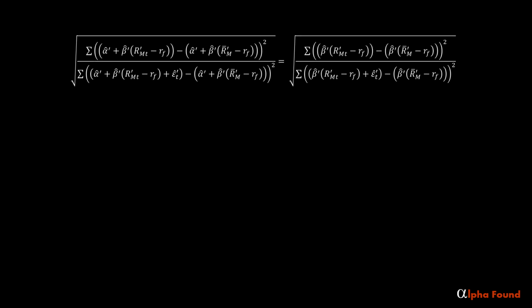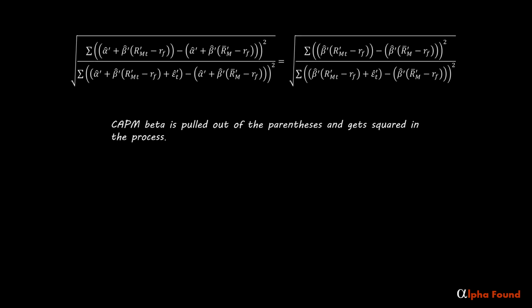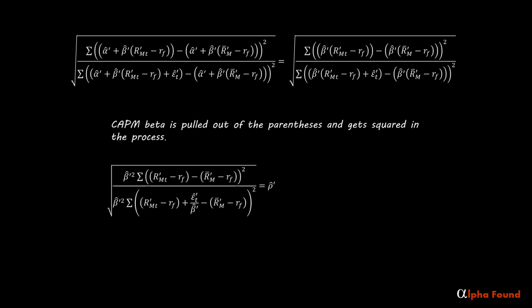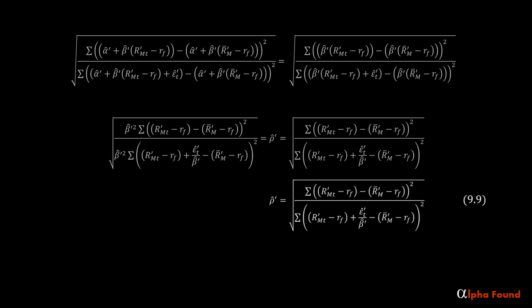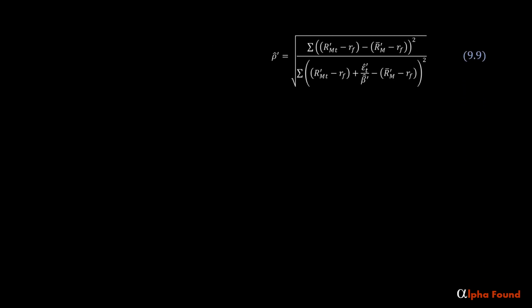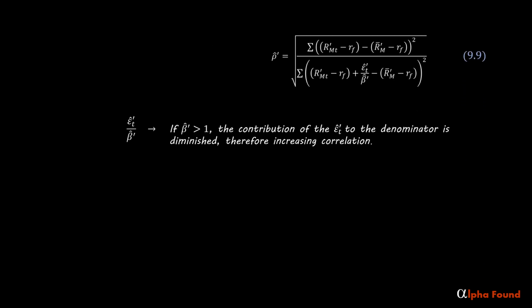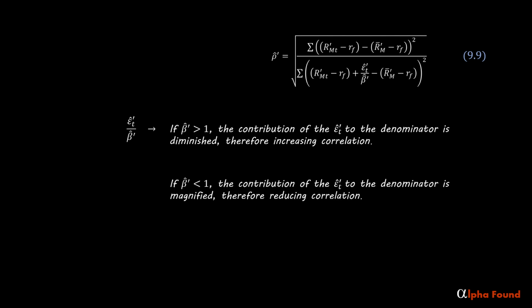Then, in the next step, beta prime is pulled out of the parentheses and gets squared in the process. The betas cancel out in the right-hand term. In the denominator of 9.9, if beta prime is larger than 1, the contribution of the residuals to the denominator is diminished, therefore increasing correlation. If beta prime is less than 1, the contribution of the residuals to the denominator is magnified, therefore reducing correlation.